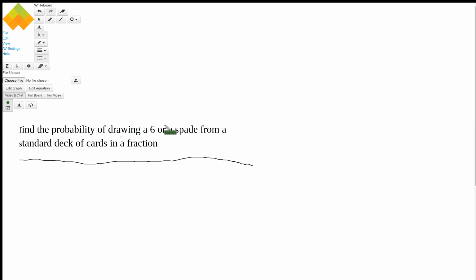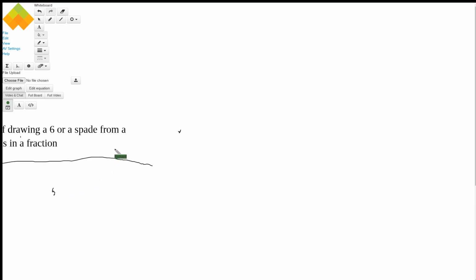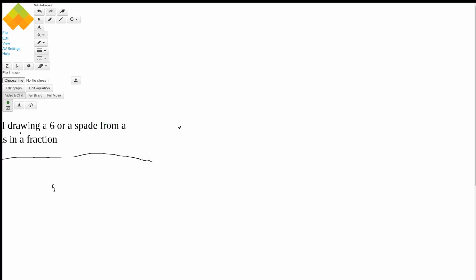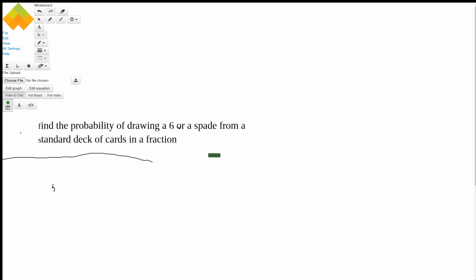Some of my students don't actually know anything about a deck of cards, and that can be an issue for this kind of problem. A lot of people just play games online and they're not playing with decks of cards anymore. Well, in case you didn't know, there are 52 cards in a deck.